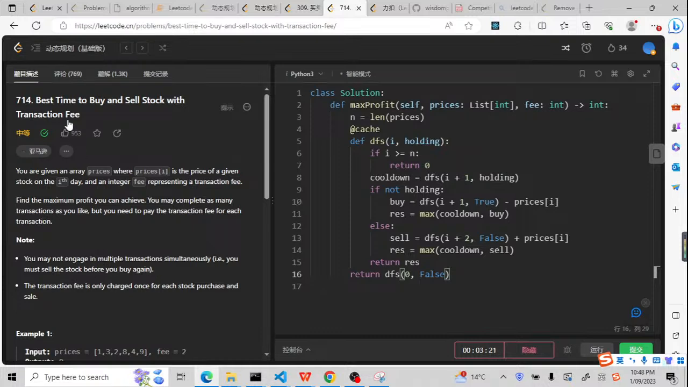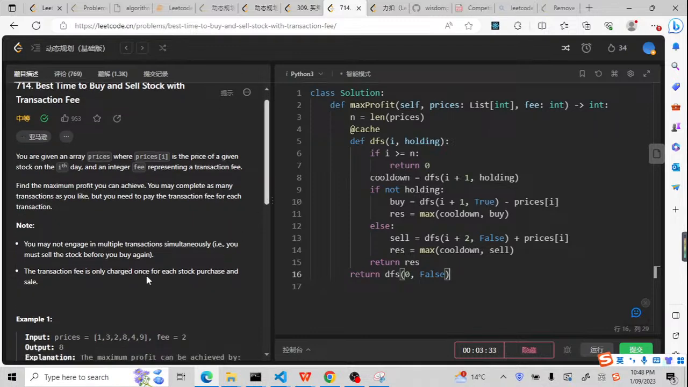So it's the same as for other stock problems. Now, the transaction fee is only charged once for each stock purchased and sold. So it means the transaction fee applies once you have both purchased and sold. After that, you will sacrifice a 2 of transaction fee.